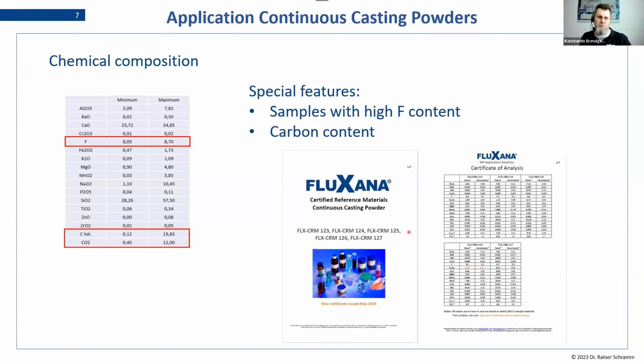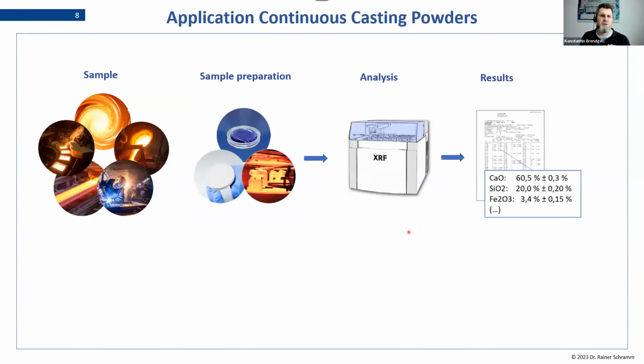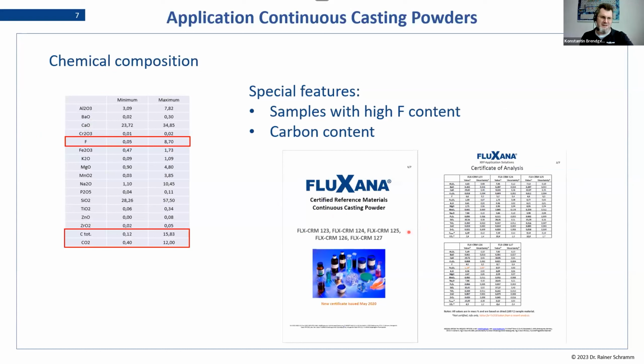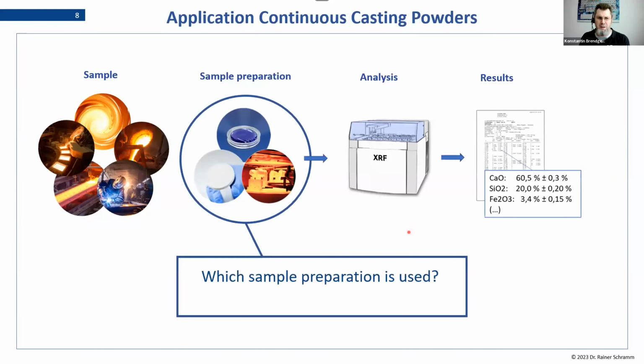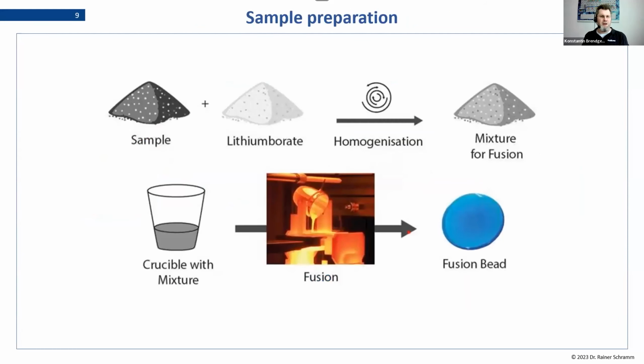But let's get back to the material in general. The sample, as I said, has this range of concentration, and we have the special elements, fluorine and carbon, to worry about. So what is there to worry about? After the sample, we usually talk about the preparation. So let's get into that here.